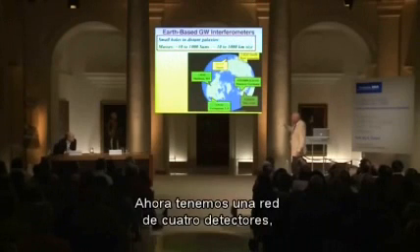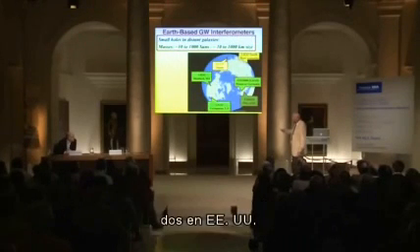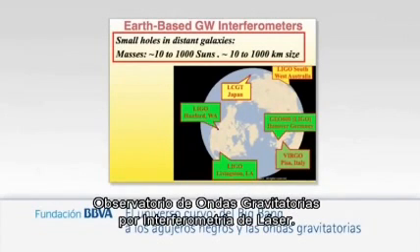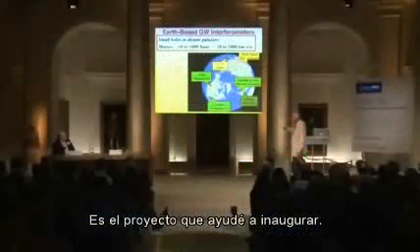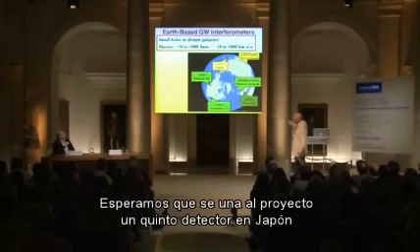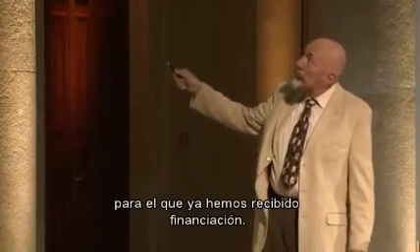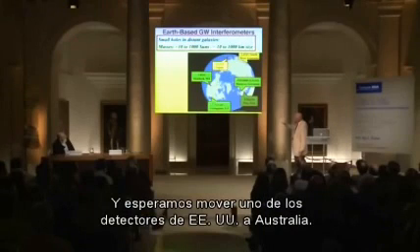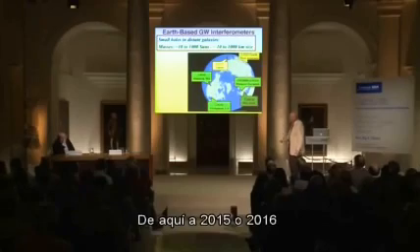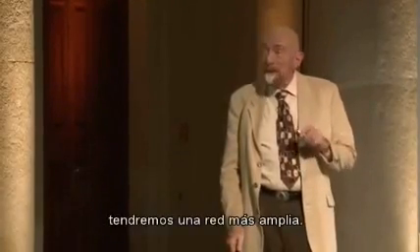So we now have a network of 4 gravitational wave detectors, 2 in the US, 2 in Europe. The ones in the US are called LIGO, the Laser Interferometer Gravitational Wave Observatory. This is the project that I helped start. We expect a 5th detector to join the network in Japan. The funding for this has just been given. And we hope to move one of our US detectors to West Australia, so that by about 2015, 2016, we will have an expanded network.